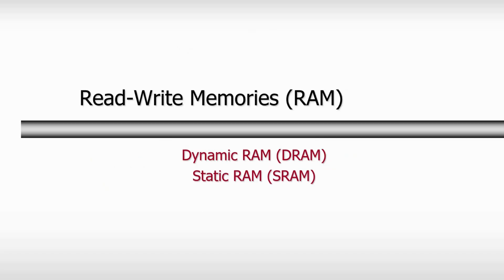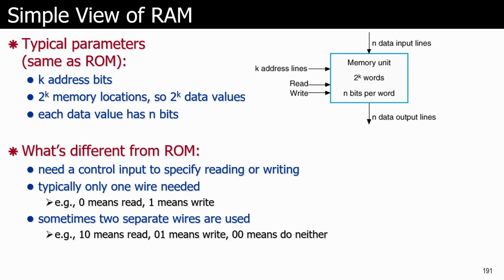Now I'll talk about read-write memories, which is RAM. RAM is a little bit different from ROM. It has some parameters that are similar in that you have k address bits, so each memory address is going to have k bits. And you have 2 to the k memory locations, so 2 to the k possible data values. Each data value has n bits, but what's different is you need a control input that specifies reading or writing, and typically only one wire is needed, but sometimes two separate wires are used.